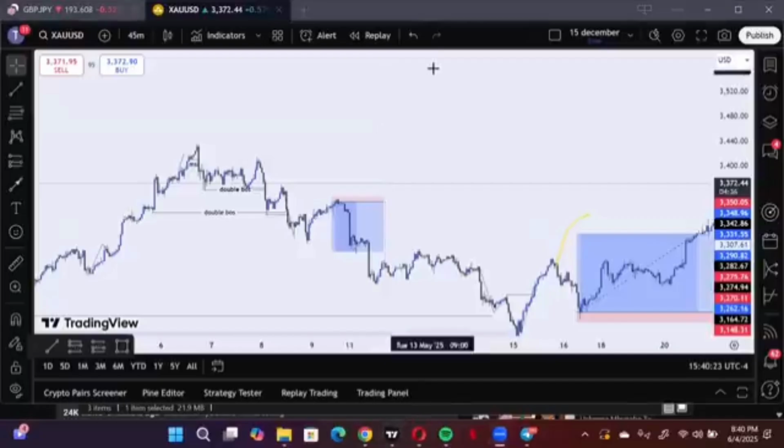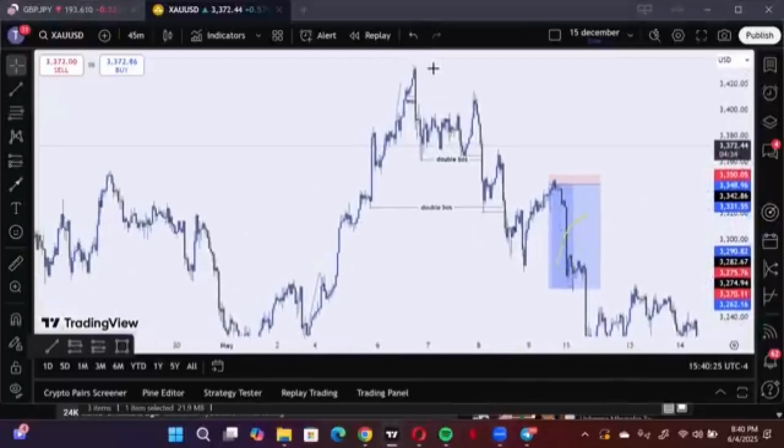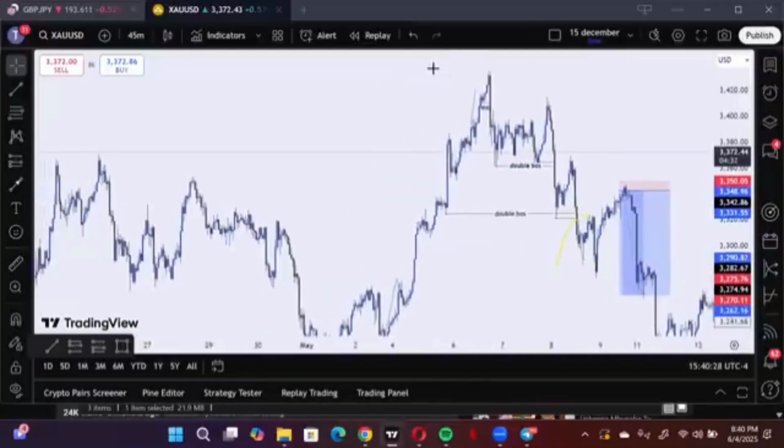A buy scenario. Someone said I should give a buy scenario. Okay, this is an example of this on a buy scenario.